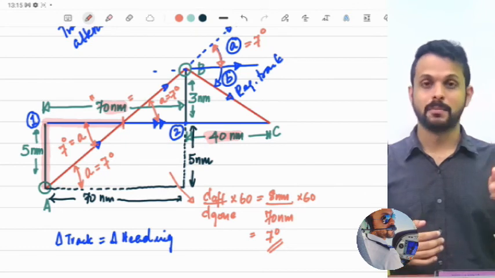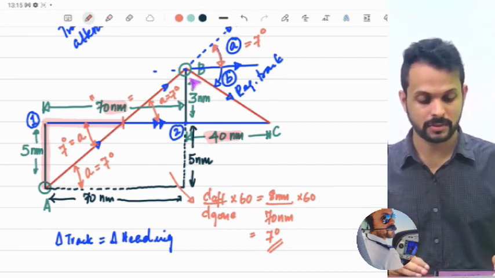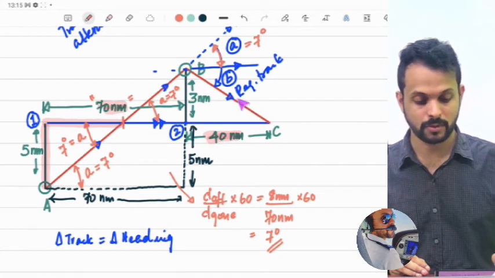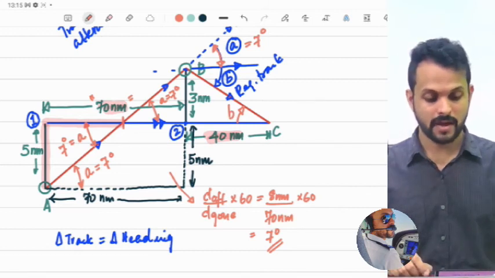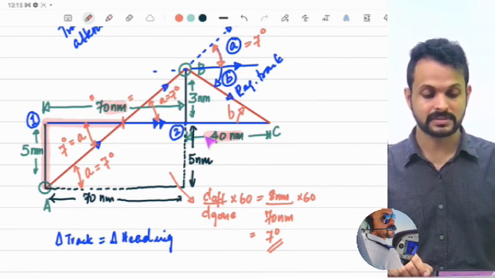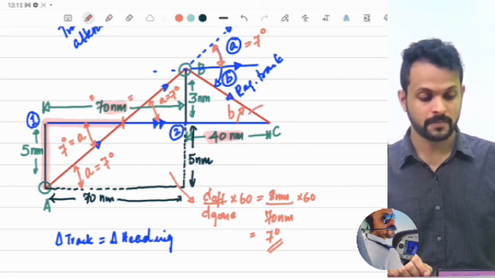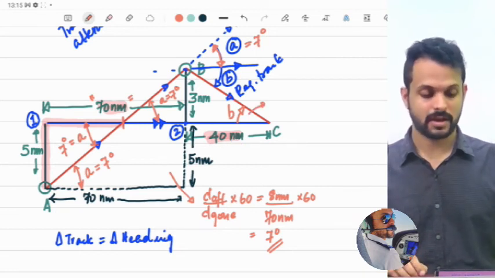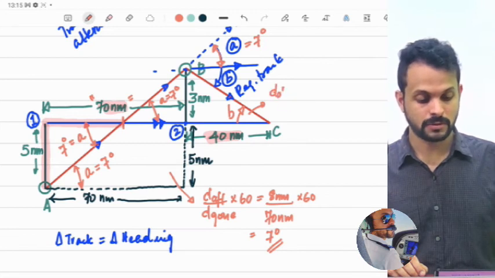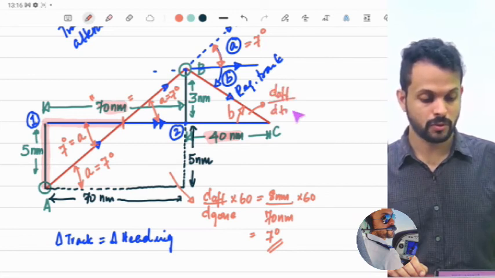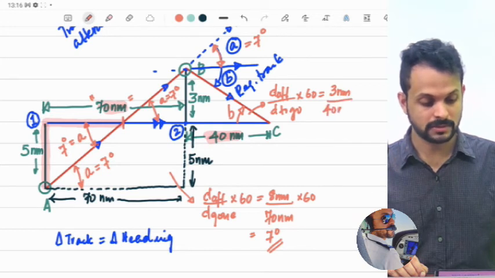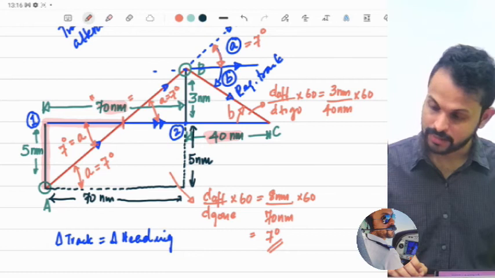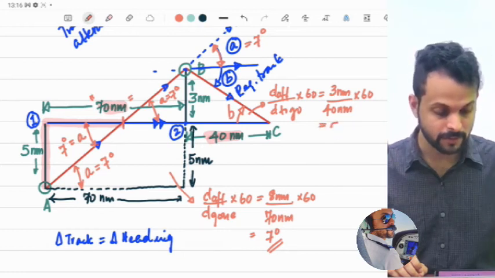Finding angle B is a piece of cake for you, because you can take up this particular triangle here, if you can follow me. This angle B is nothing but the closing angle B over here, and you have the distance off as 3 nautical miles and the distance to go as 40 nautical miles. So let's find the closing angle Bravo by applying 1 in 60, which is again distance off divided by distance to go, into 60. So distance off is 3 nautical miles, distance to go is 40 nautical miles, into 60, and that's going to give you approximately 5 degrees.